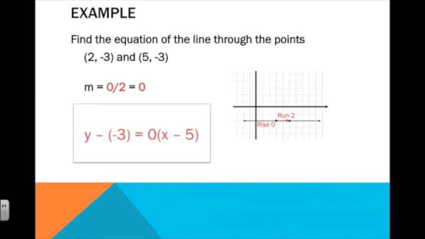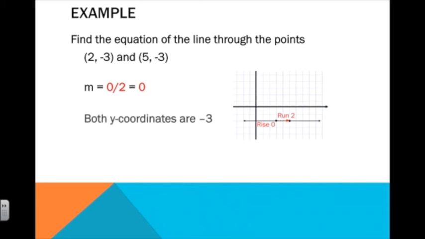We could actually use point-slope form, as you see here. If I used the point 5, -3, plug a 5 in there, a -3 in there for y1, and I plugged in 0 for my slope, I could do that. If we recognize that both y coordinates are -3, we can simply write down the equation y equals -3.